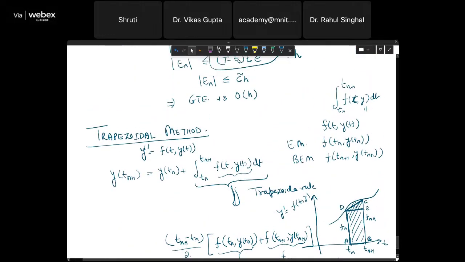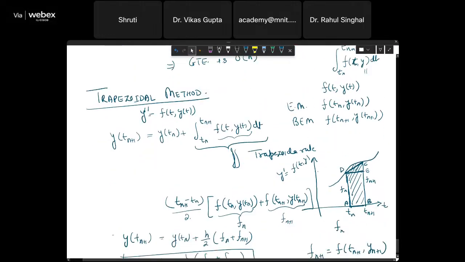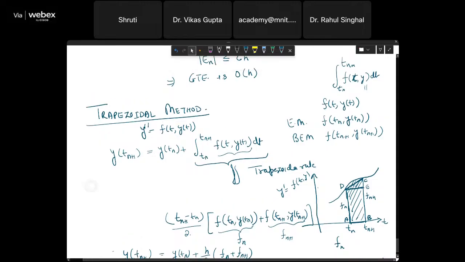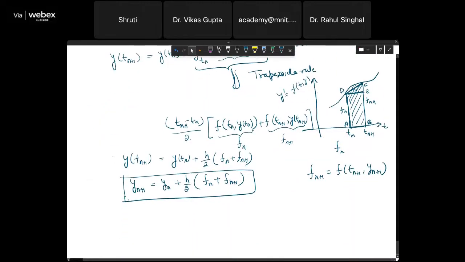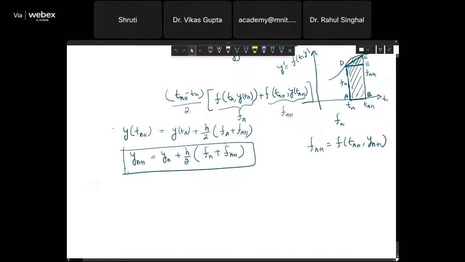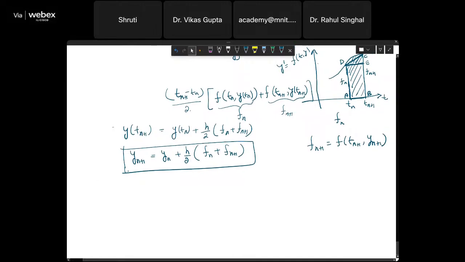So I'm not going into the detail of it. The way I have discussed the global truncation error and local truncation error for Euler method, following that you can find out the order here for this method as well. Okay.